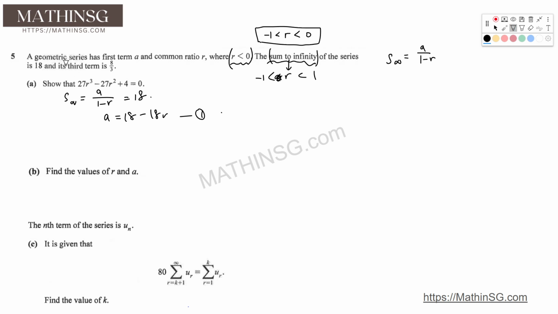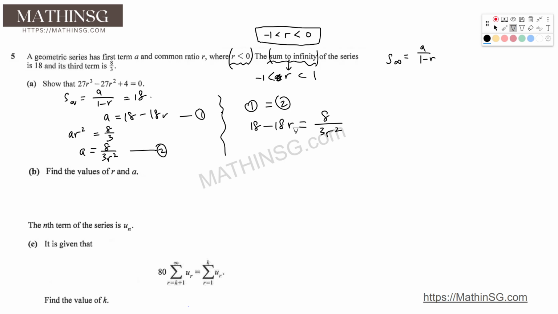Next, the third term is 8 over 3. The third term is AR squared, so AR squared is equal to 8 over 3. That means A is equal to 8 over 3R squared, which is equation 2. They didn't ask me to solve, so I can just equate 1 and 2, and I just need to show this. So A is 18 minus 18R. It is also equal to 8 over 3R squared.